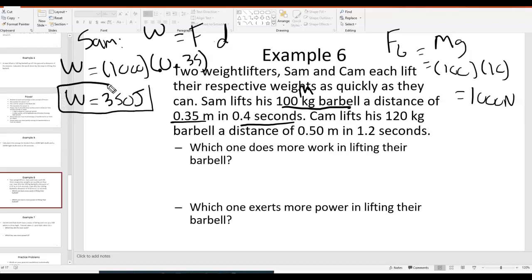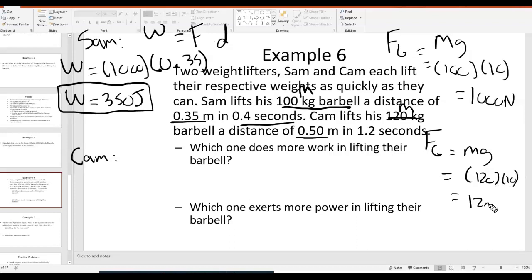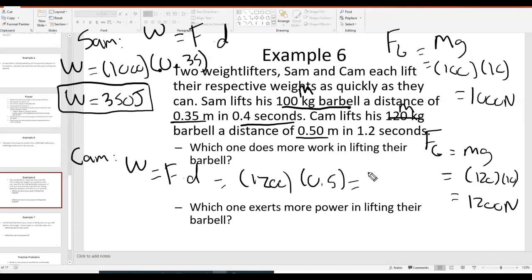Okay, that's for Sam. Now for Cam, I do something very, very similar. Notice I have the mass of Cam's barbell, 120, and I have the distance. Again, I need to use the weight equation to calculate from kilograms to newtons. So 120 times 10 is 1200 newtons of force. So Cam's work would be force times distance, which would be 1200 newtons times the distance of 0.5 meters, and that would be 600 joules.